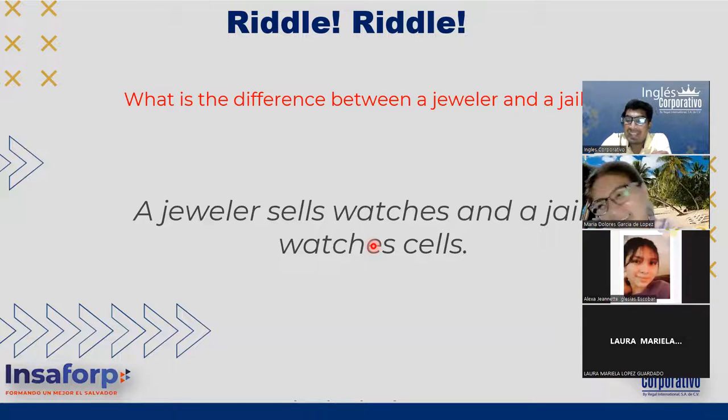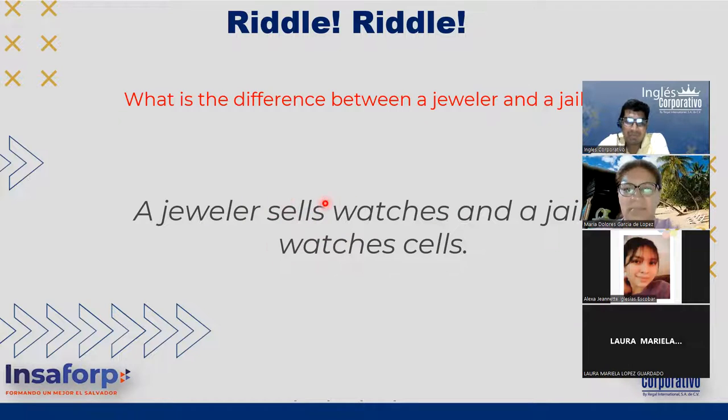Yo sé cómo les dije. En español esto no tiene ningún sentido porque si yo les leo, o sea, en español, ¿qué les digo, verdad? Un joyero vende relojes y un carcelero mira o cuida celdas. O sea, eso no tiene sentido, pero eso es lo que significa. Y en inglés, claro que sí lo tiene. A jeweler sells watches and a jailer watches cells. ¿Sí? Aquí es básicamente donde se encuentra, ¿verdad? El juego de palabras.